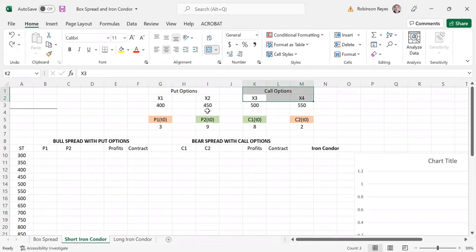When we look at the premiums, just before we start filling up those cells, for put options, the lower the strike, the lower the premium. The higher the strike, the higher the premium. For call options, the lower the strike, the higher the premium, right? Because it's easier to get in the money. And the higher the strike, the lower the premium.